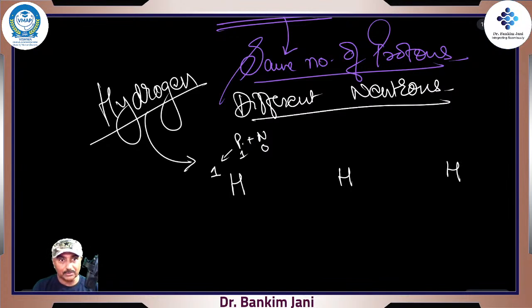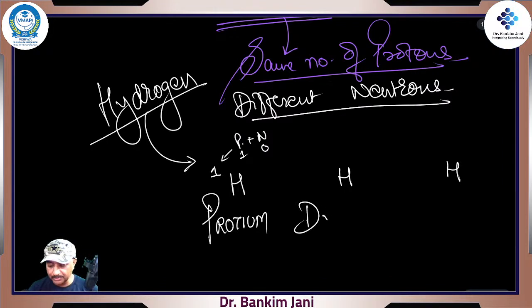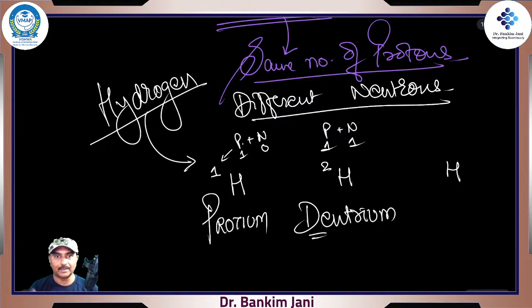So this is what is called protium. Then another one is deuterium, with mass number two, in which case it is one proton, one neutron. Simple, right? And if this is deuterium, then when this is three, it is very rightly tritium.